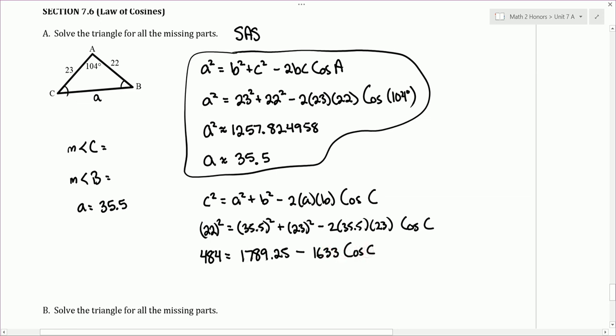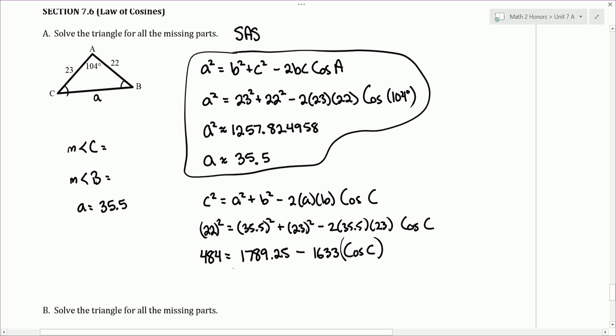Now you might be tempted to subtract the 1633 from the 1789.25, but you would be wrong to do that, because order of operations says you need to multiply that 1633 times the cosine of C before you can do any subtraction there. Instead, let's solve for cosine of C.